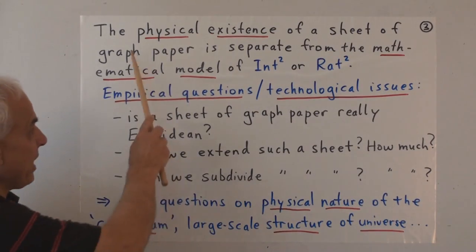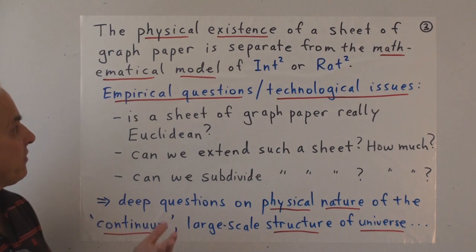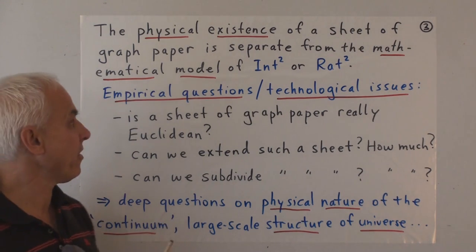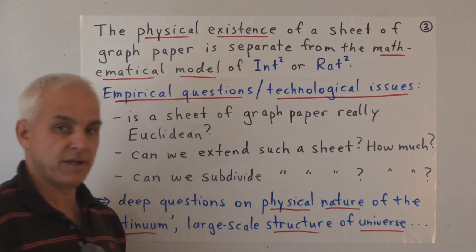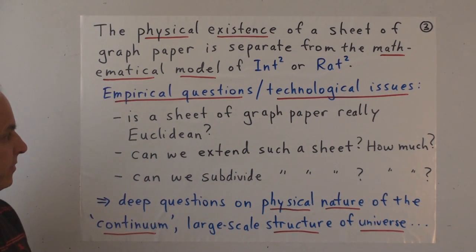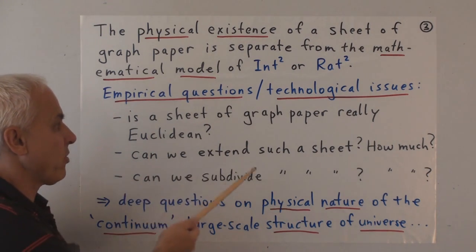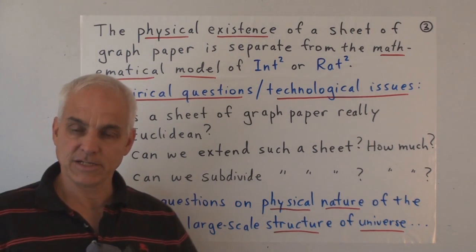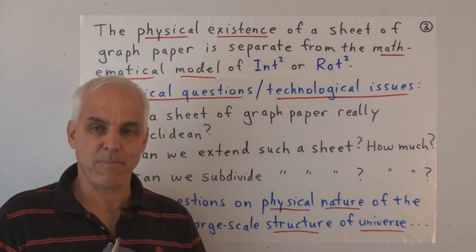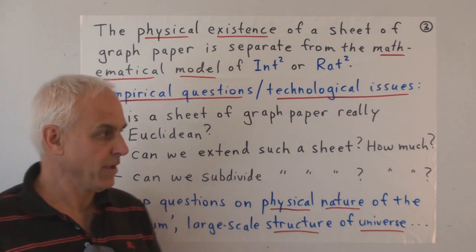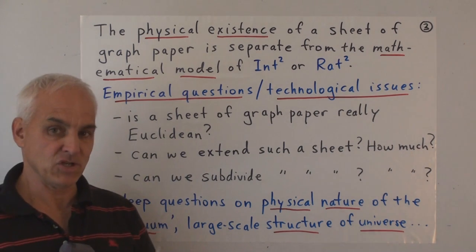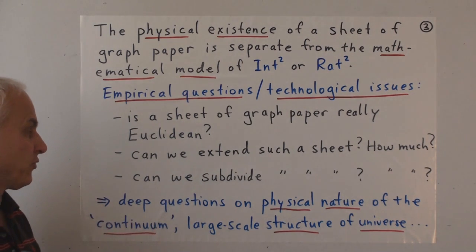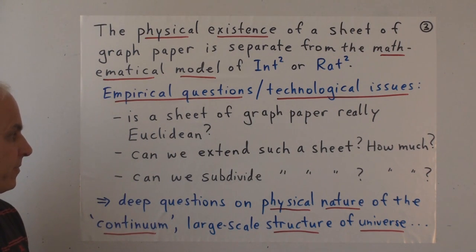So this is the point I've just made, that the physical existence of a sheet of graph paper is separate from the mathematical model of integer points or rational points that we can work with algebraically. And there are empirical questions or technological issues associated with the graph paper and constructions in it. For example, is a sheet of graph paper really Euclidean? That's the issue we've already talked about. Do we live in a curved world? How does that affect the actual properties of a piece of graph paper?